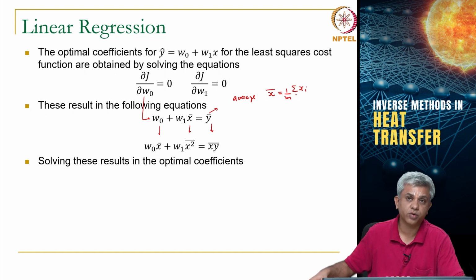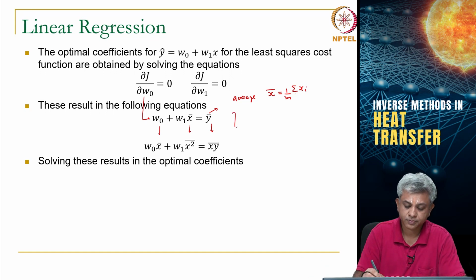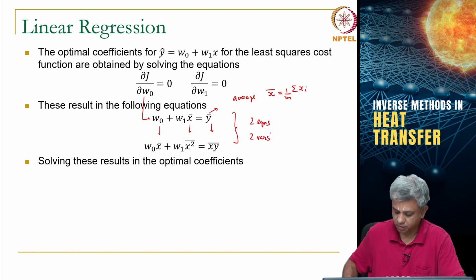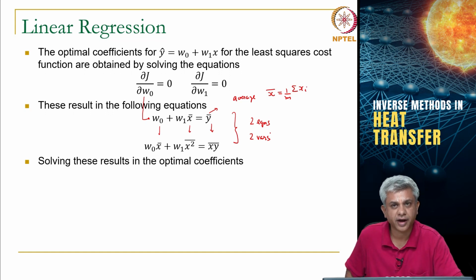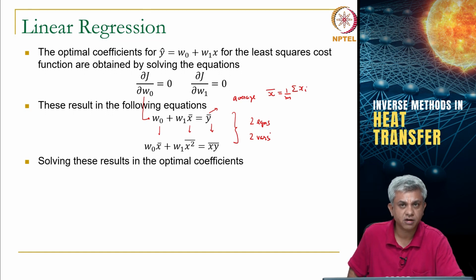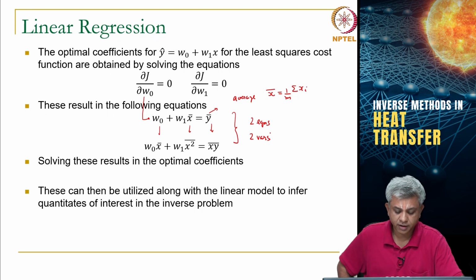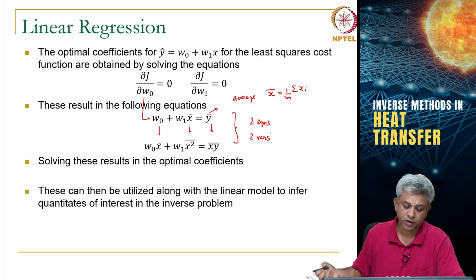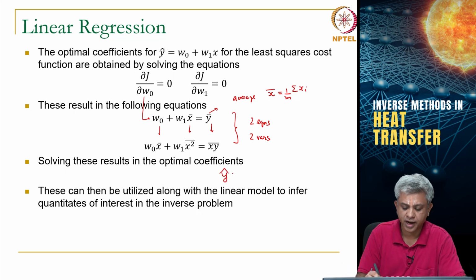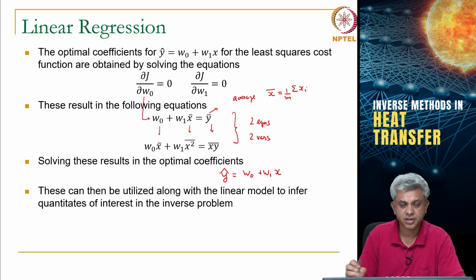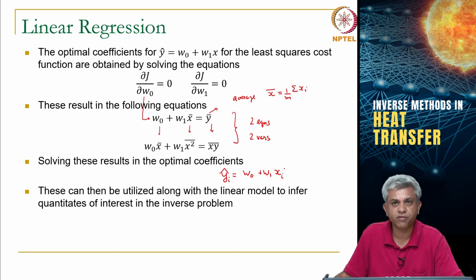Now, since this is two equations and two variables, you can solve these to obtain the optimal coefficients. I will not write the optimal coefficients again, they were in the first video of this week. Once you have the model, the model is y hat equal to W0 optimum plus W1 optimum times x at any point, and you can use this to infer all sorts of things.